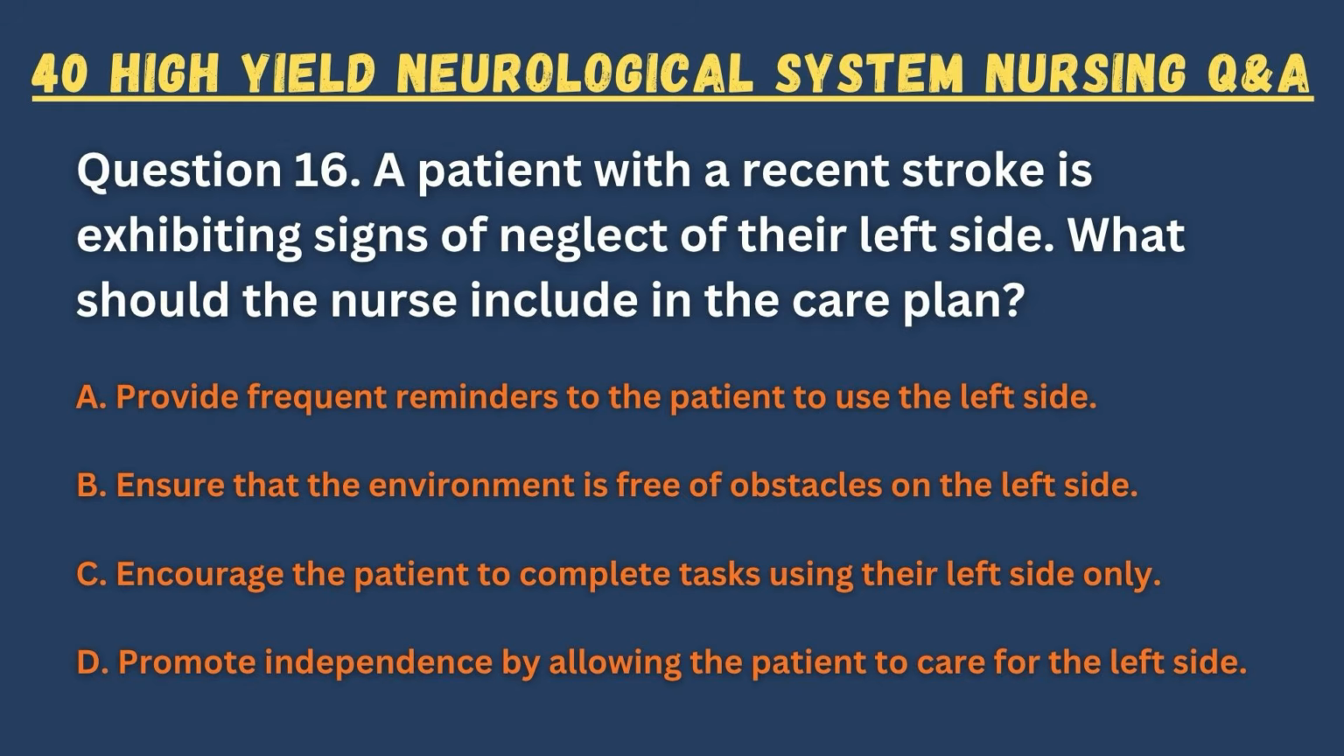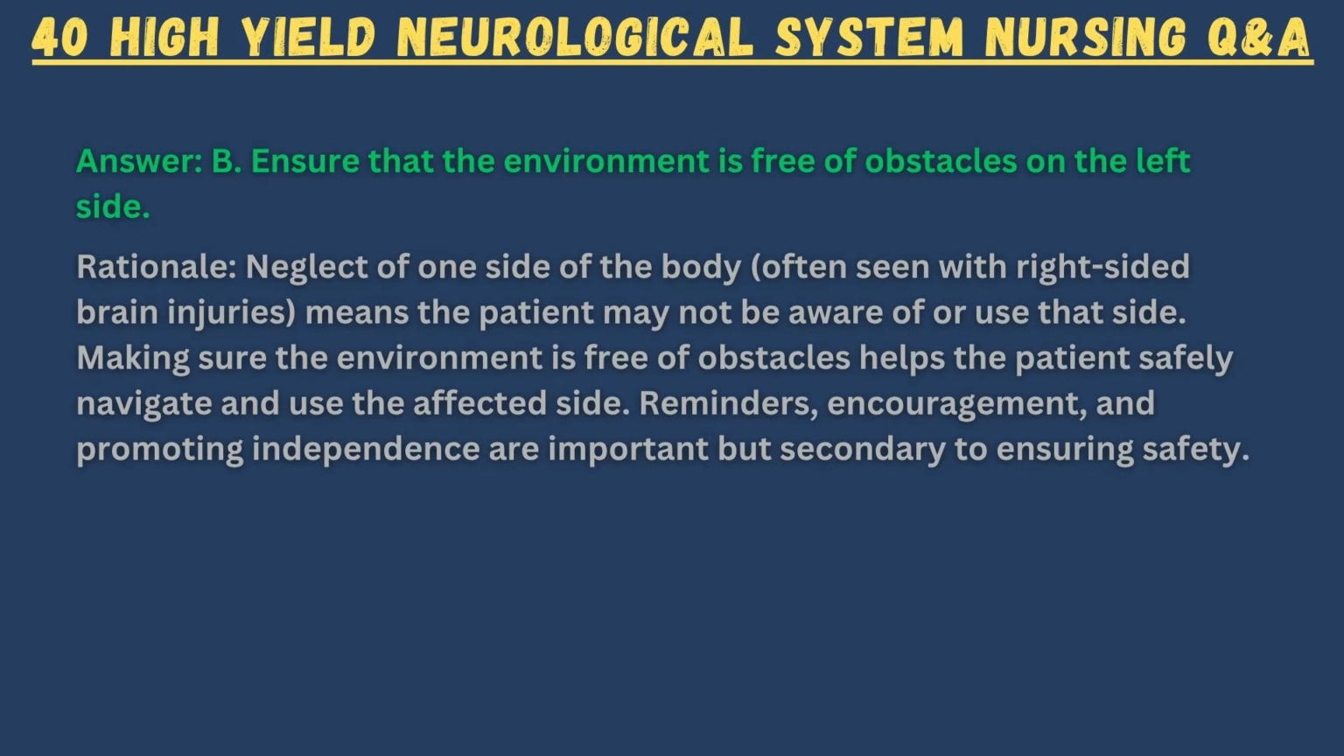Promote independence by allowing the patient to care for the left side. Answer. B. Ensure that the environment is free of obstacles on the left side. Rationale. Neglect of one side of the body, often seen with right-sided brain injuries, means the patient may not be aware of or use that side. Making sure the environment is free of obstacles helps the patient safely navigate and use the affected side. Reminders, encouragement, and promoting independence are important, but secondary to ensuring safety.